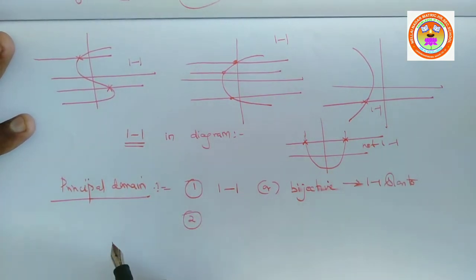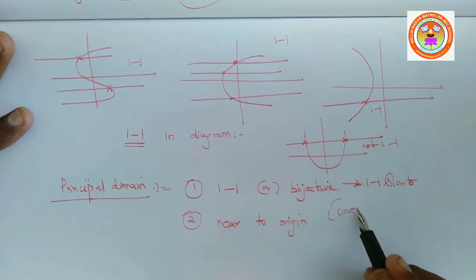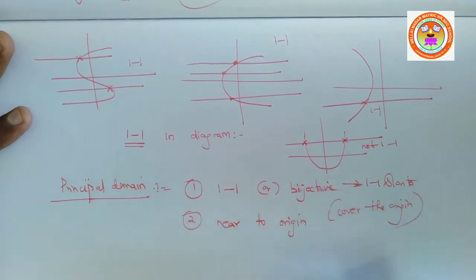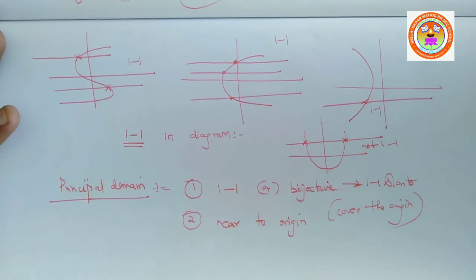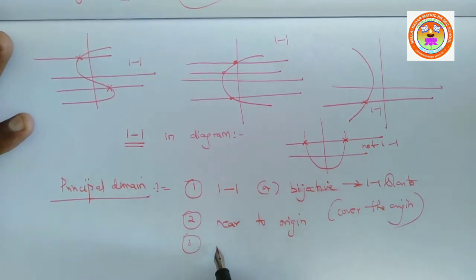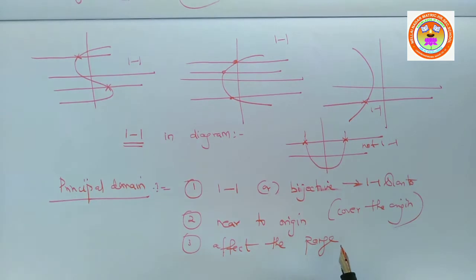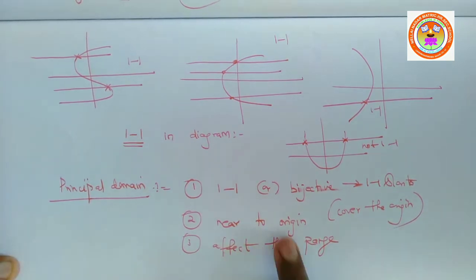Next, rule number 2: it should be near the origin, or cover the origin. This is the main thing: the principal domain should not affect the range. What is the first thing? It should be one-to-one. When is it one-to-one? If you draw a horizontal line and it cuts the graph at only 1 point, then it is one-to-one. If it cuts at 2 points, it is not one-to-one. Then, near to the origin.